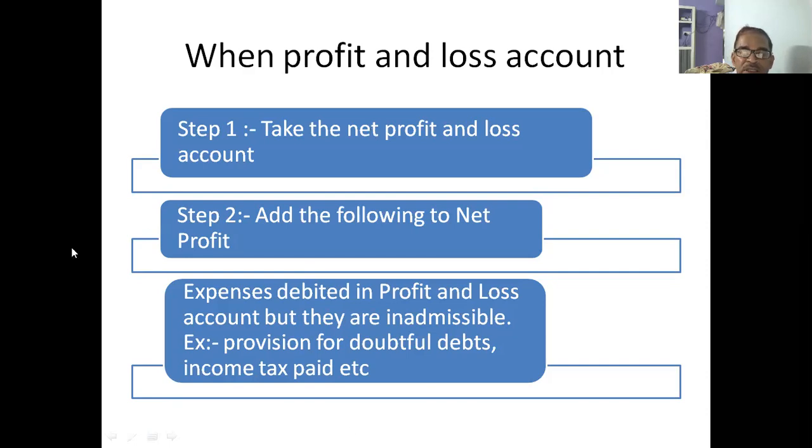Okay, what are those expenses? Example, provision for doubtful debts, income tax paid. These are anticipated losses, that is provision for doubtful debts, not the actual loss. Income tax paid is a personal expense. So those you cannot admit. They are not called business expenses. They are called non-business expenses. You should add those expenses.